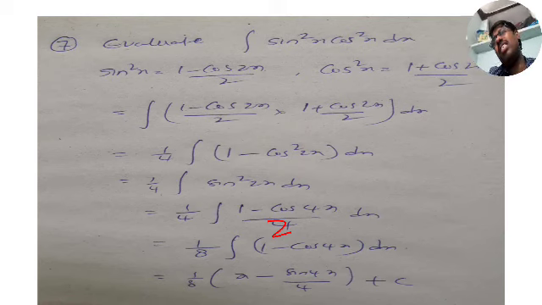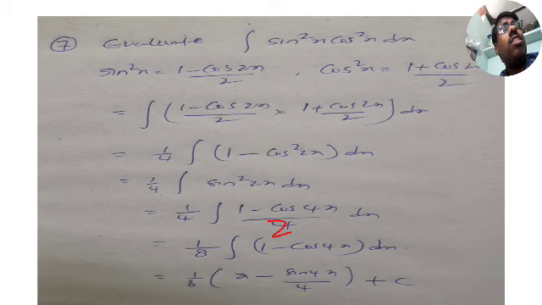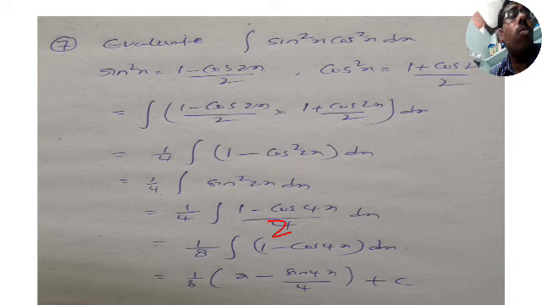In this case, we have to use the formula sin square a is equal to 1 minus cos 2a by 2, and cos square a is equal to 1 plus cos 2a by 2. Then simplify, you can get the answer.